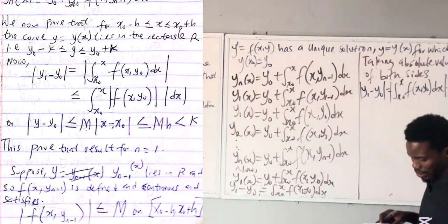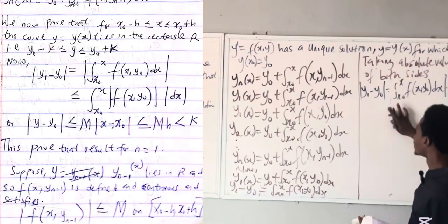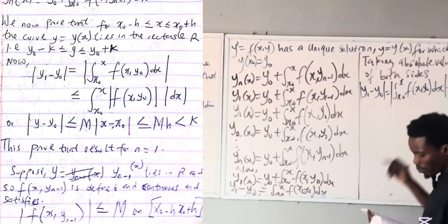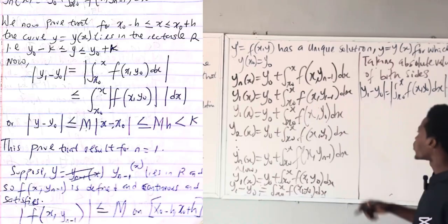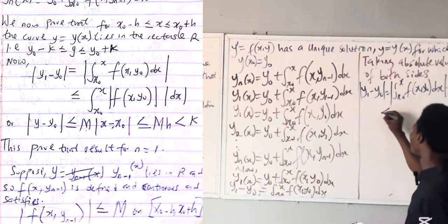You can see it from there. That's what we have. That's how they got it. So my next step is what? What did they do there? So this equal sign changes to what? Less than or equal to.